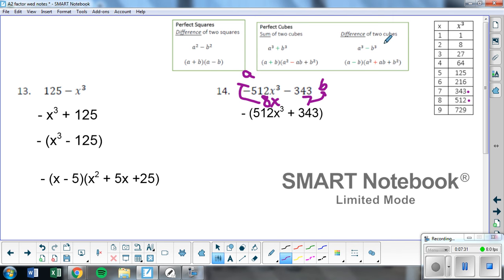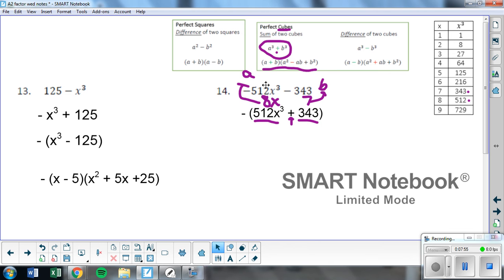Which pattern are we using? These are perfect cubes, so it's going to be one of these two. And it's a perfect cube plus a perfect cube. So we'll have to use this pattern because this is the one that is a perfect cube plus a perfect cube. We already know our a and our b, so we're ready to just plug them right in here to get our final answer, or our factors.